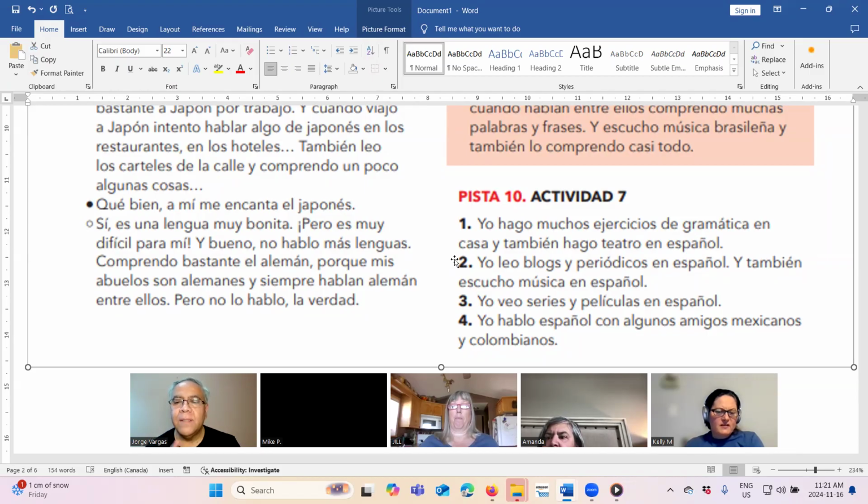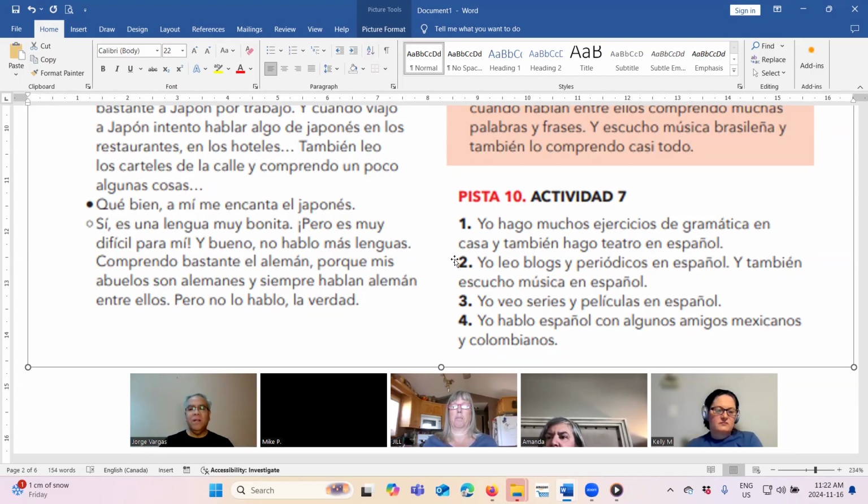Beautiful. And if you take the last portion of the second line, it's challenging because you're saying hago teatro en español. Hago teatro en español. Hago teatro en español. Count of 3. You're saying that. 1, 2, 3. Hago teatro en español.